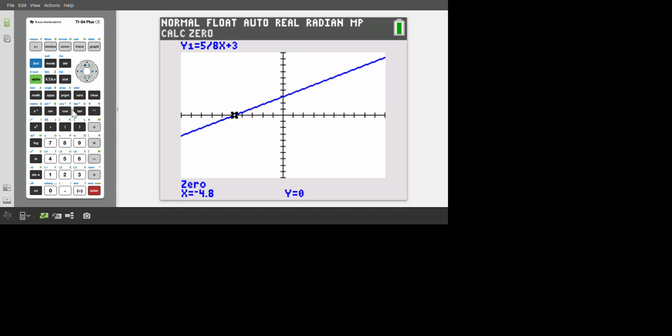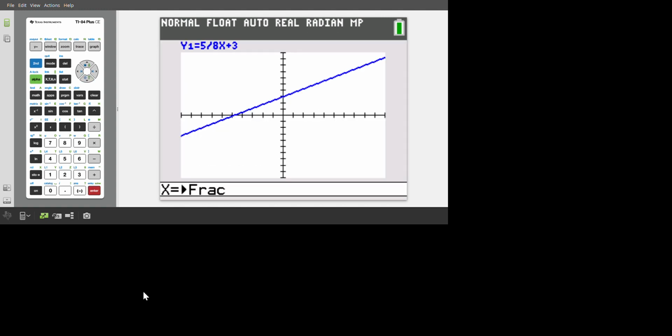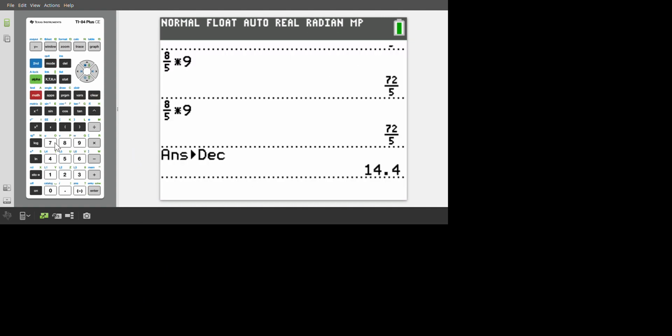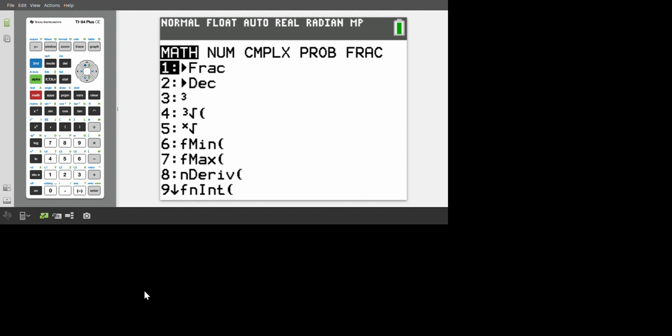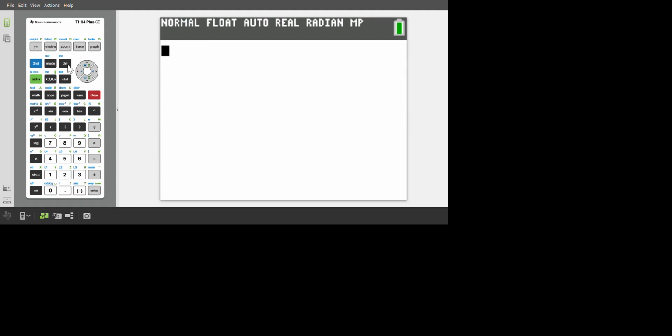Now let's say that I want that as a fraction, right? If I hit math frac, it's going to turn, oops, what did it do? x equals, if I go here and do math frac, it'll turn that into a decimal, okay? So, let's do it again.